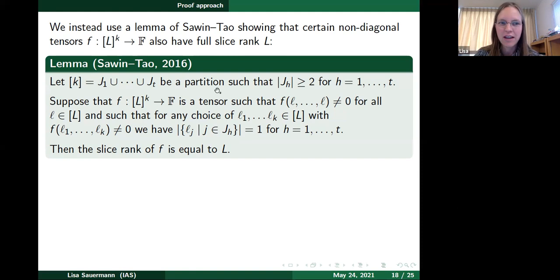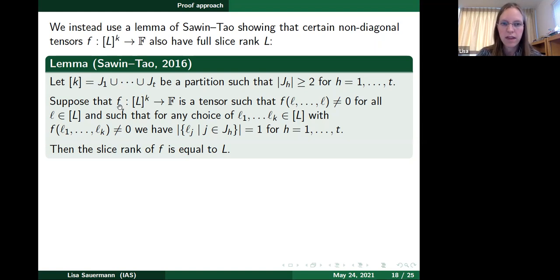Also, let me mention that, very technically speaking, they didn't formulate the lemma in this way. They formulated some slightly more general lemma, but this is more an immediate corollary of the lemma that Sauermann and Tao formulated. So the lemma that we need now says: if k, the number of variables we have here, so the set 1 to k, is partitioned into subsets J1 to Jt, so that each of these subsets has size at least 2.